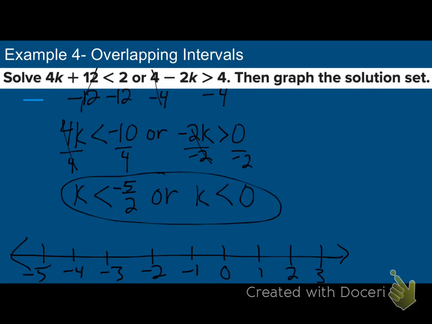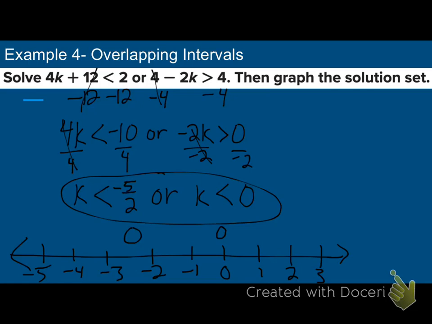Okay, I got my graph drawn up here. This is an OR compound inequality, so what do you think the graph is going to look like? Well, first off, would I have an open or closed circle on negative 5 halves or negative 2.5? Open. I'm going to do it above the graph so we can look at something right now. Negative 2.5 is halfway between negative 2 and 3. Open or closed circle on 0? Open.